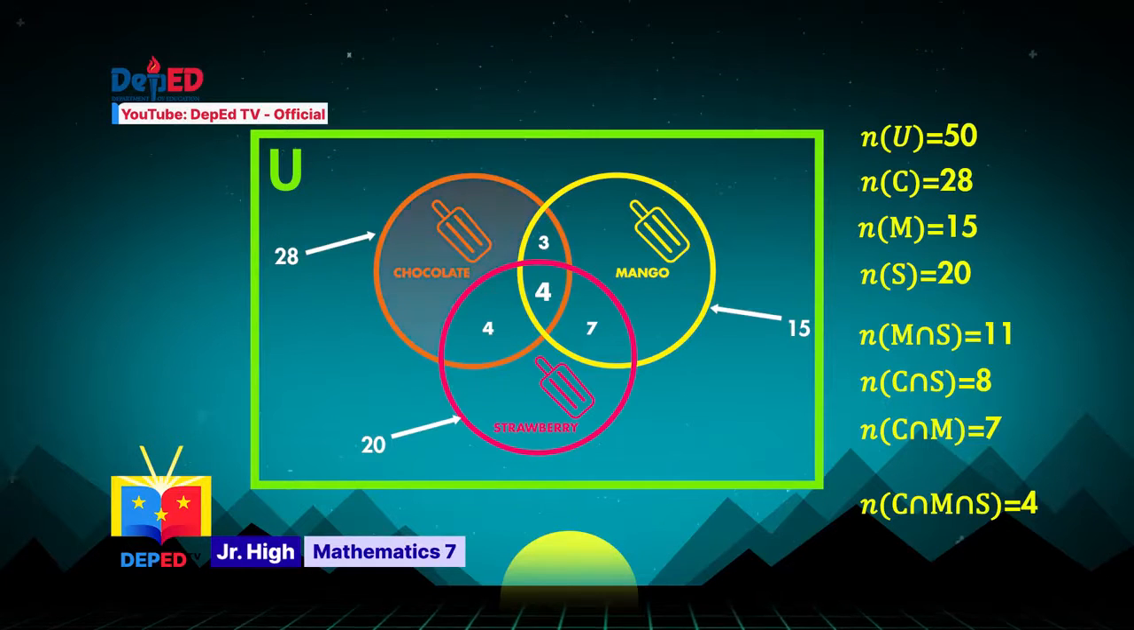the number of people surveyed who like chocolate only. And this will give us the number 17. Since there are 11 people who also like other flavors. Now, to find the number of people who answered they like mango only, we need to get the difference between 15 and 14, which is equal to 1.